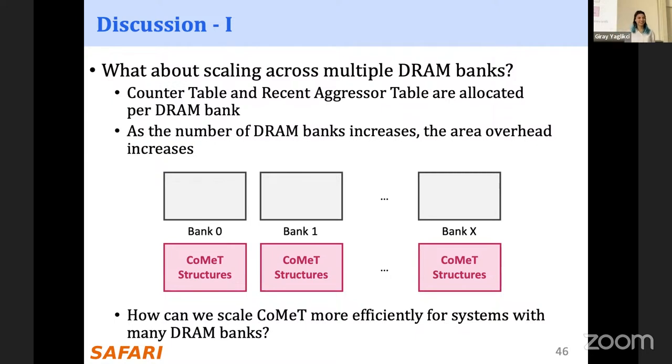Yes. Is this the same problem in other mechanisms as well, or only specific to CoMeT? It is the same problem with some of the other mechanisms that we evaluated. For example, Graphene and Hydra also have this problem since they use counters to track. So they also implement per instance? Yes. An instance per bank? Yes. Okay.